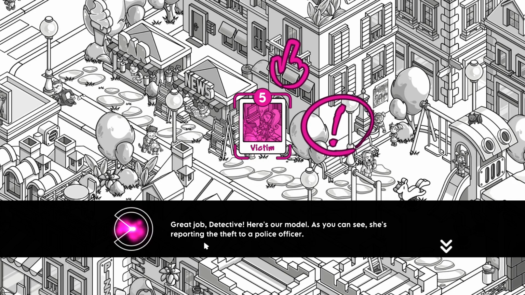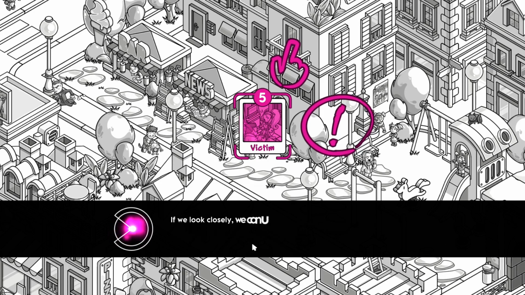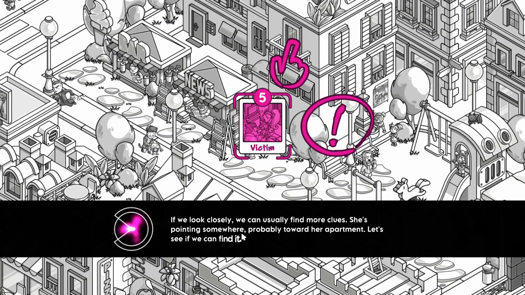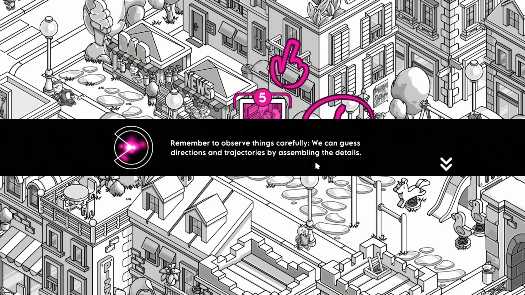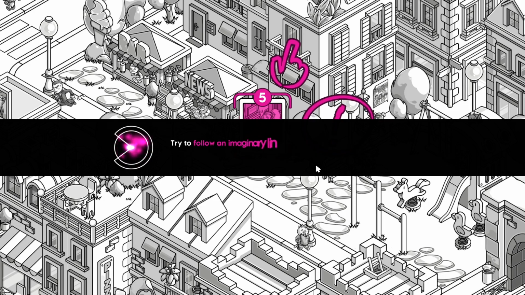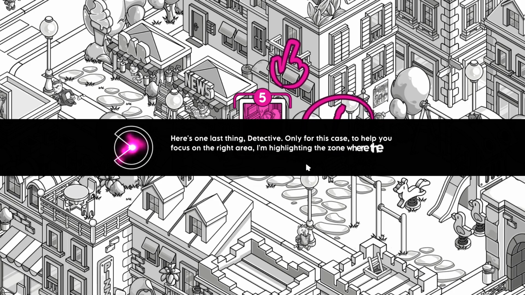As you can see, she's reporting the theft to a police officer. If we look carefully, we'll be able to find more clues. She's pointing somewhere, probably towards her apartment. Let's see if we can find it. Remember to observe things carefully. We can guess directions, trajectories by assembling the details. Follow the imaginary line from the model's arm. It will lead you to our apartment. Here's the last thing, detective. Only for this case to help you focus on the right place. I'm highlighting the right zone where the crime takes place.